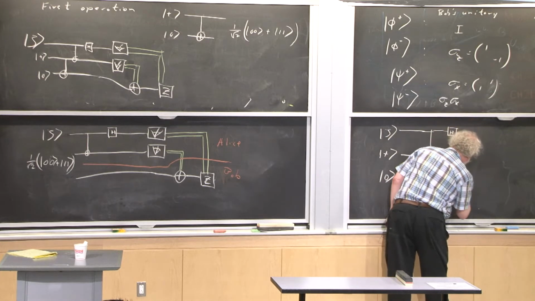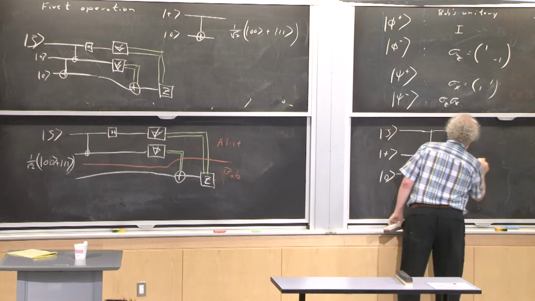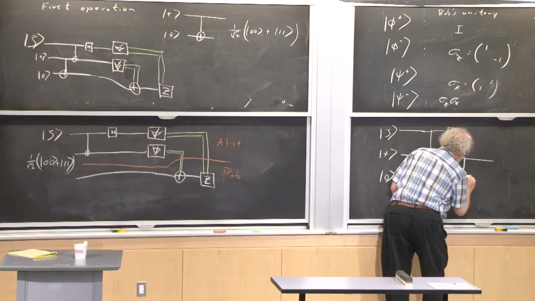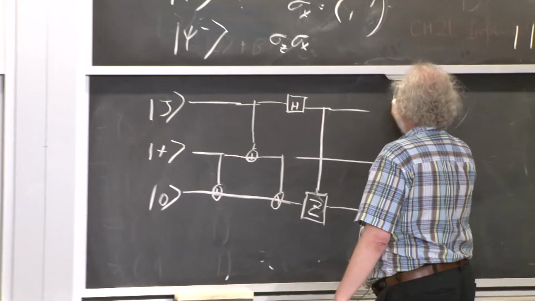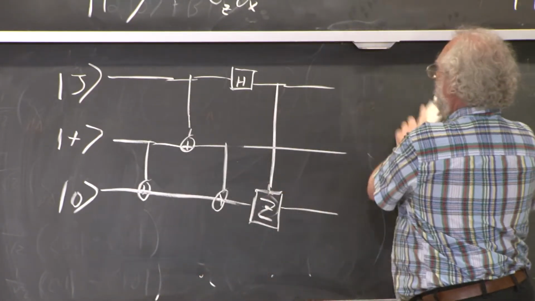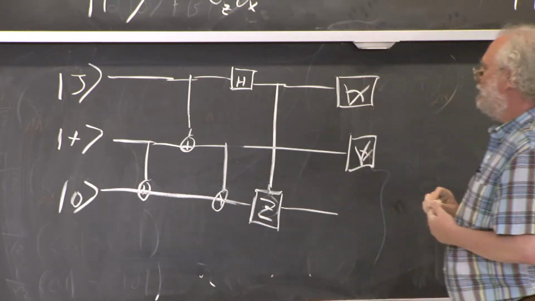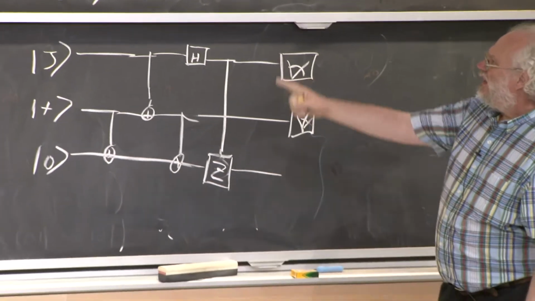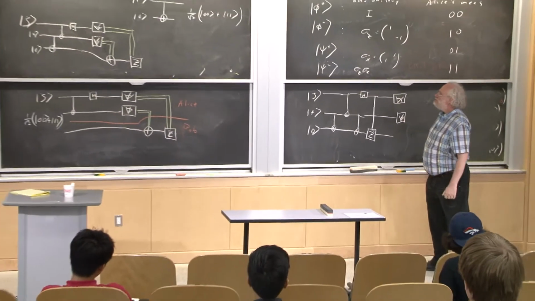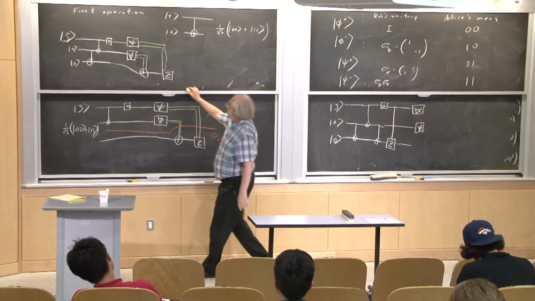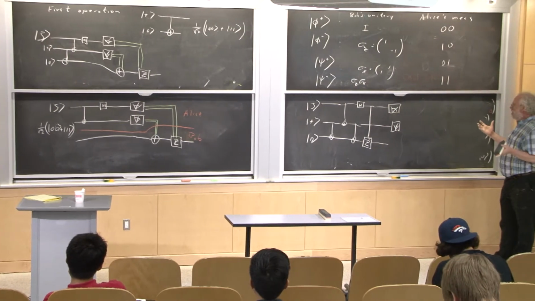And then there's Control Z, Control X, and a measurement here. And a measurement here. Let's see. Okay, good.